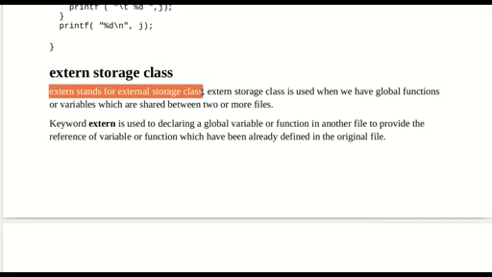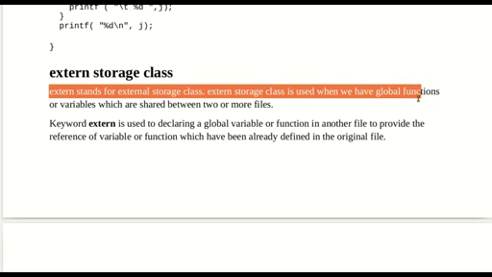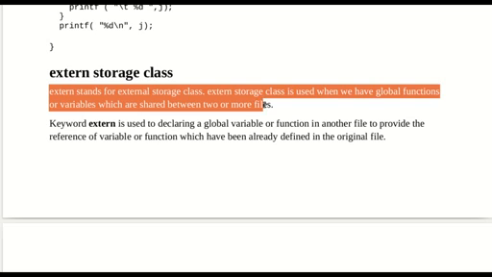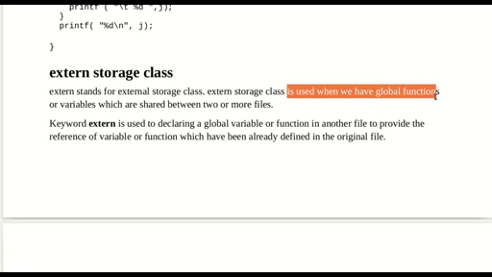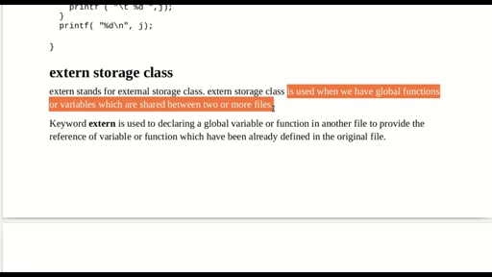Extern storage class is used when we have global functions or variables which are shared between two or more files. That means if we want to share variables or data within the program or within different files, we will use extern storage class.